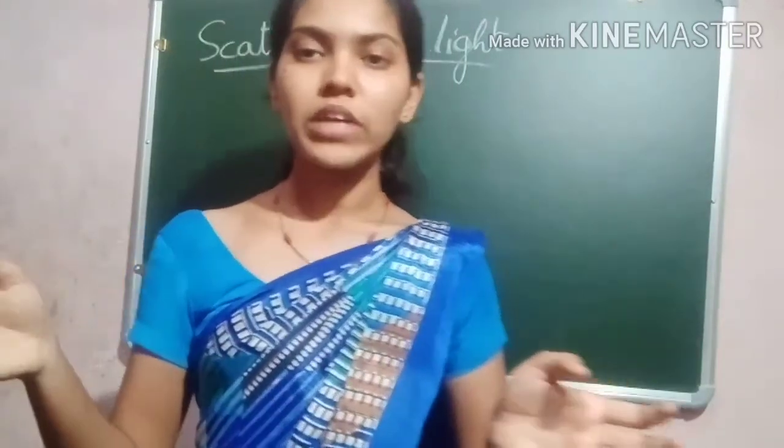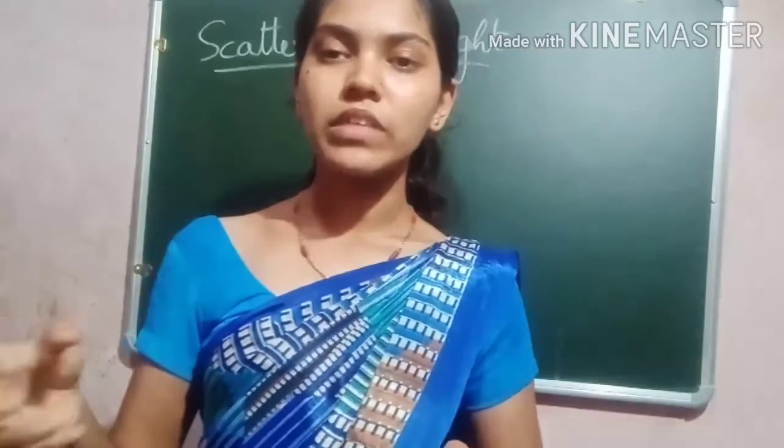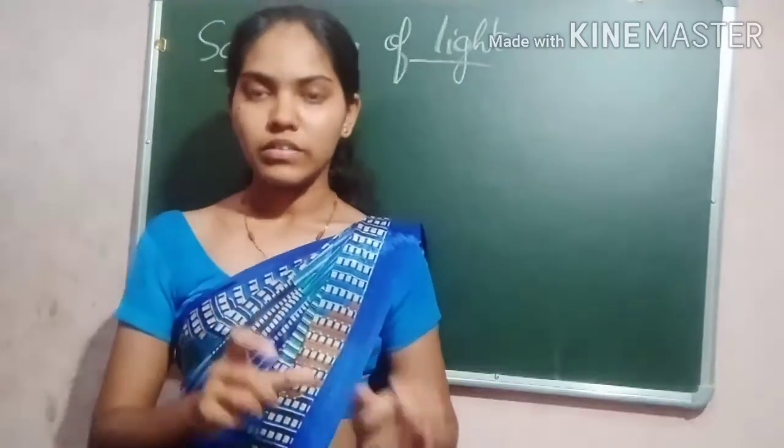So this scattering of light takes place in the atmosphere. What happens during the scattering of light? The color of the scattered light depends on the size of the particles. If the size of the particles is very small, very fine, then they are able to scatter the blue color light.